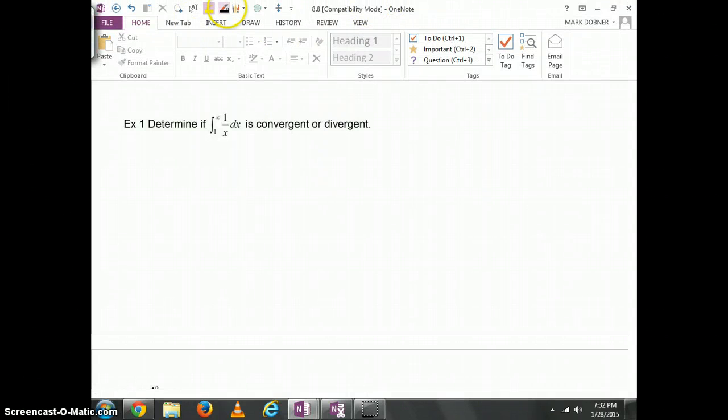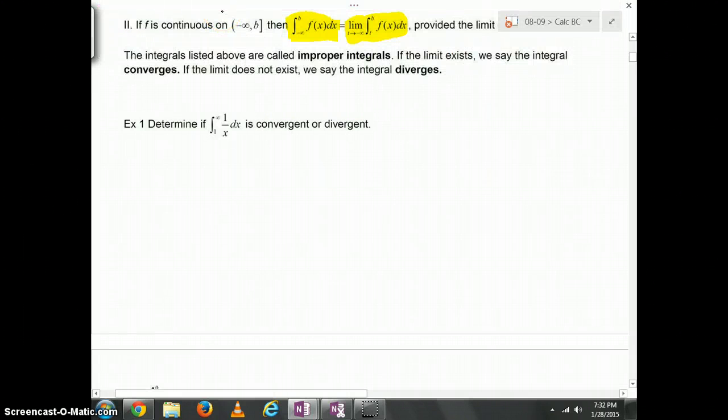Let's take a real quick look at this problem, integrating from 1 to infinity of 1 over x dx. Well, first things first, let's rewrite this problem as a limit. Make your upper bound in this case be a t, and of course write the limit as t goes to infinity out in front of that. And we'll have 1 over x dx.